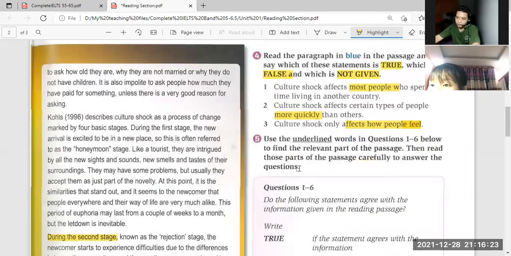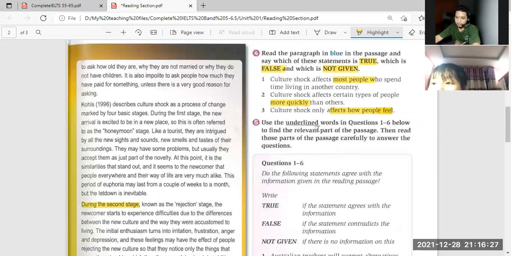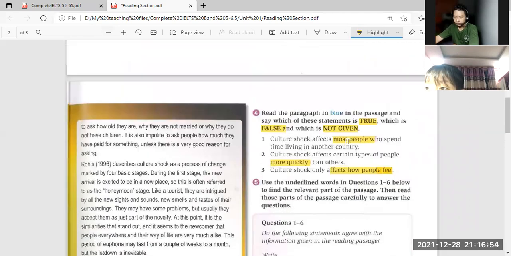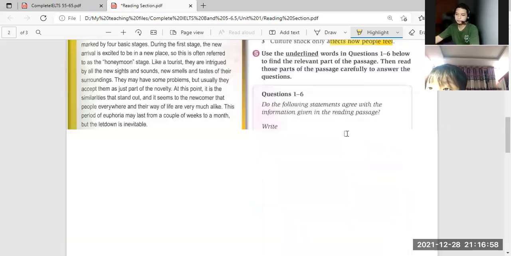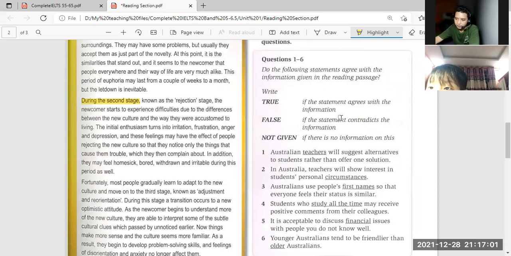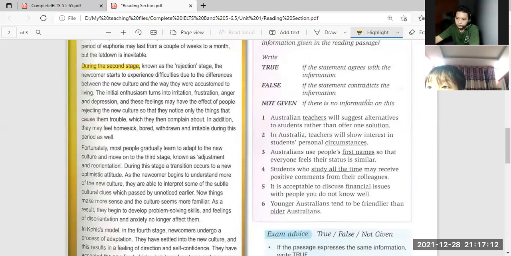Now, let's look at number 5. Use the underlined words in questions 1 to 6 below to find the relevant parts of the passage. Then read those parts of the passage carefully to answer the questions. Are you ready? Yes. Okay, so choose true if the statement agrees with the information, write false if the statement contradicts the information, and write not given if there is no information on this.